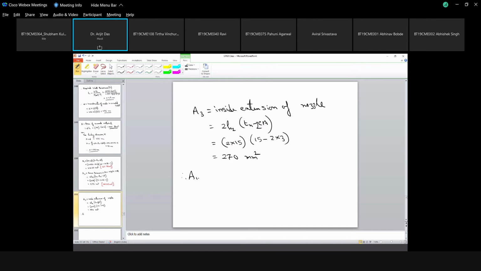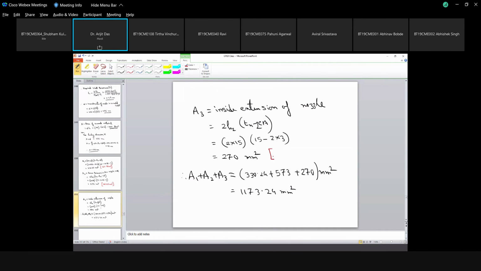Now A1 plus A2 plus A3. A1 plus A2 plus A3 is 330.24 plus 553 plus 270 millimeter square, equal to 1173.24 millimeter square.